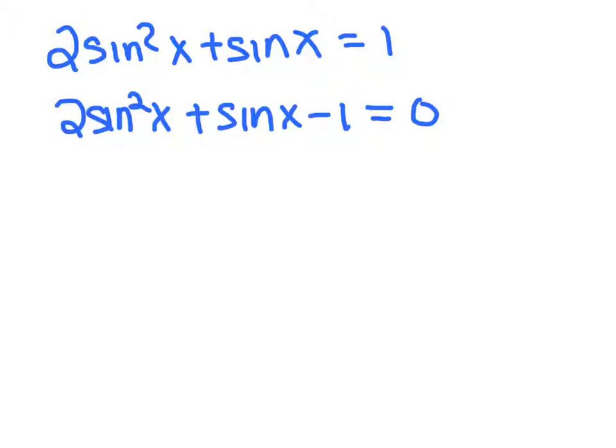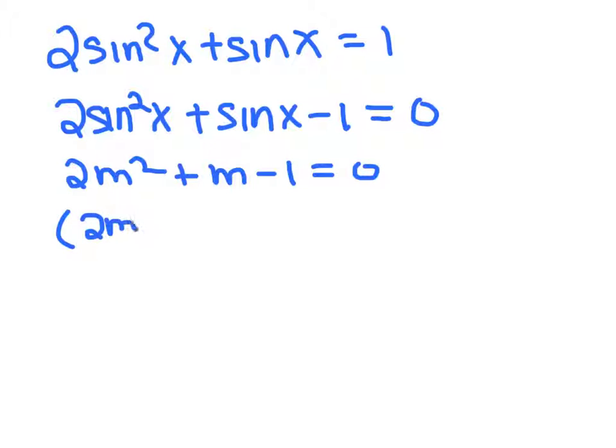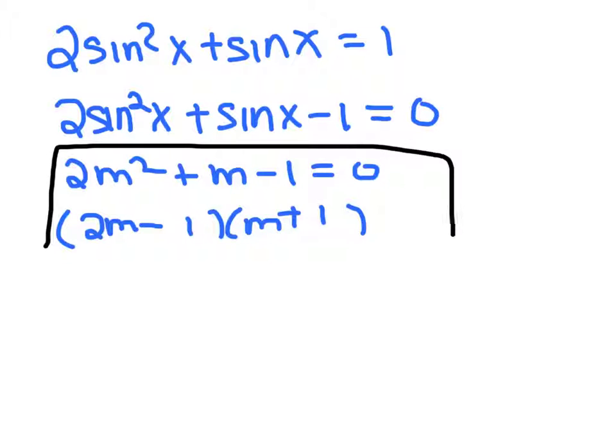Now for some students, it helps them to think of this as 2m squared plus m minus 1 equals 0, to think about what it would look like factored if it didn't have all those trig functions in it. This has to multiply to -1, so 1 and 1, and the 2 has to be positive, so outside's positive, inside's negative. So this might be an intermediary step if you have trouble seeing things with sines and cosines.